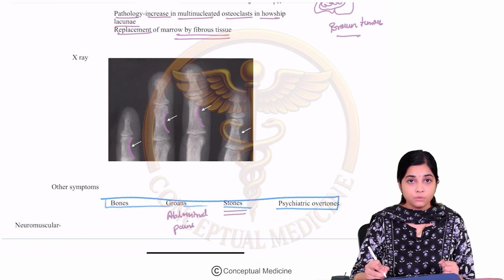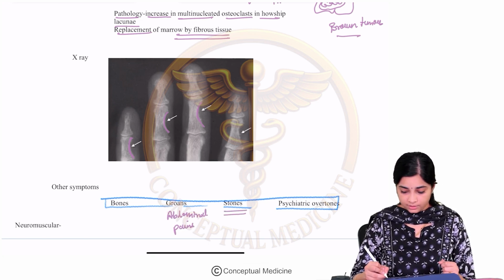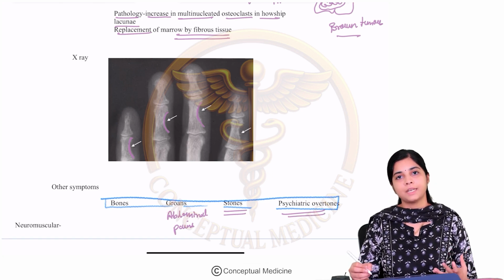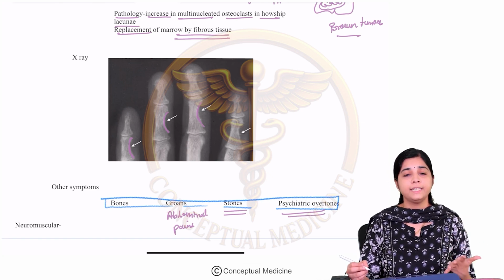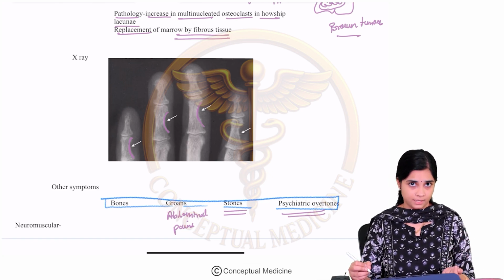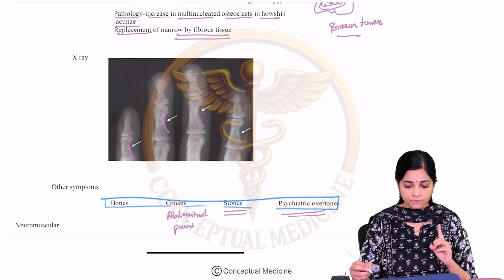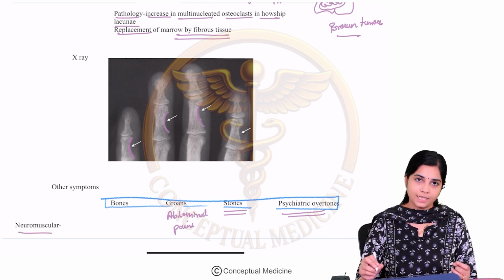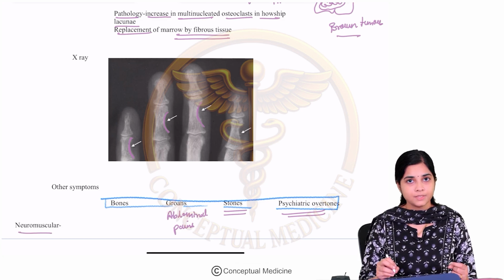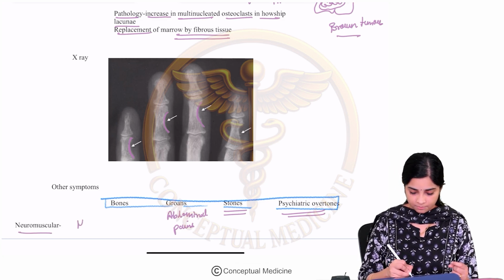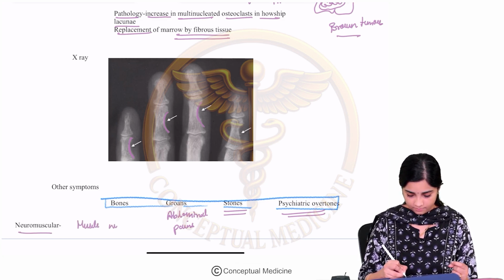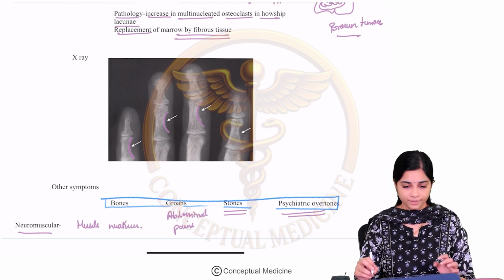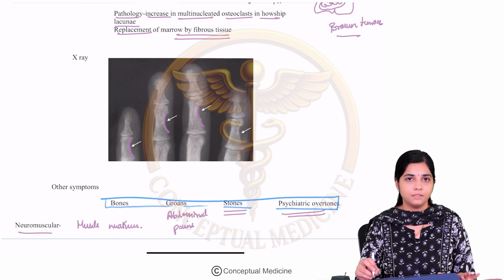You can have stones. You have calcium stones in the kidney. Then psychiatric overtones basically means hypercalcemia can cause a lot of confusion and delirium, so the patient may look like he's having a psychiatric problem. So bones, groans, stones, psychiatric overtones. Apart from that, hypercalcemia can cause a lot of neuromuscular disturbances and it can cause proximal muscle weakness. So this is about the various clinical features.